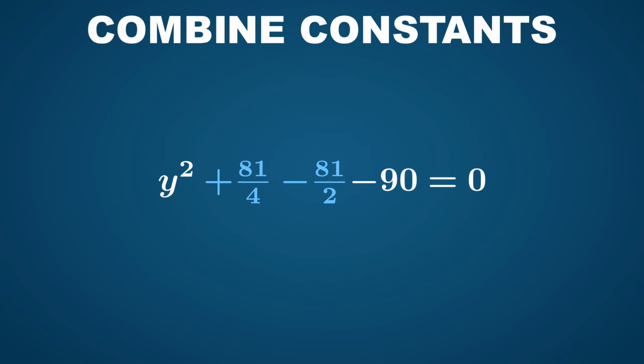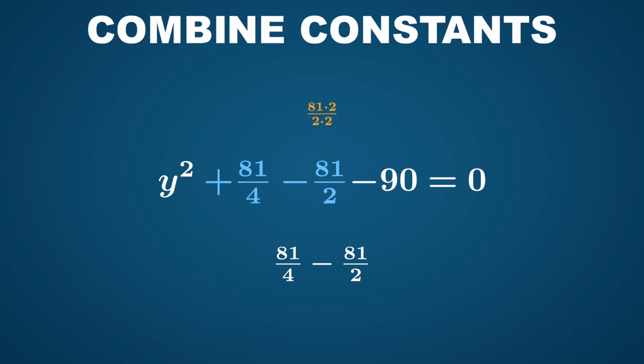Now we just need to collect all the constant number terms together in one place. We have positive 81/4 and we have minus 81 halves. We also have the minus 90 at the very end of the expression to deal with. Let us combine the two fractions first before worrying about the 90 term. We absolutely need a common denominator to add these two fractions properly. The first denominator is a 4 and the second denominator is just a 2.